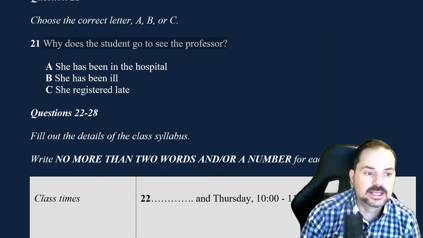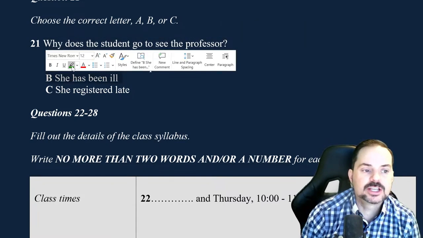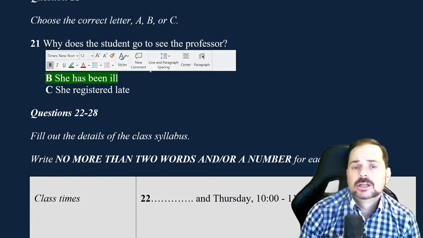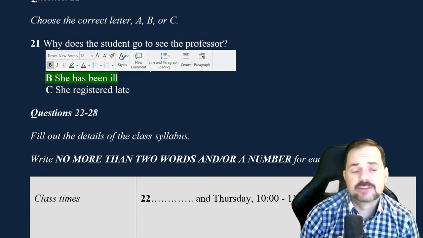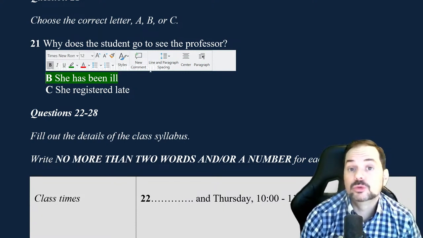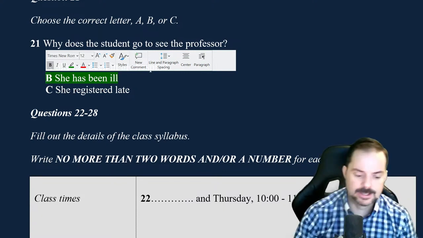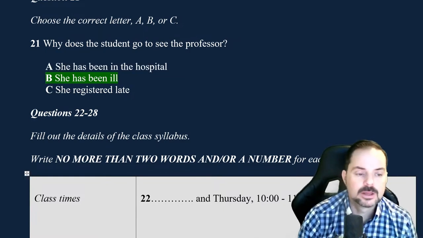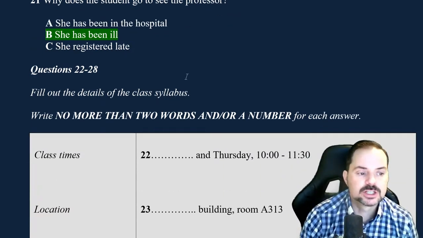B, yes, she has been ill. So she says that she has been sick. She doesn't actually say, I've been to the hospital. So don't assume. Never assume information. Okay? It's very important. It's a tip. Be careful. She has been ill.